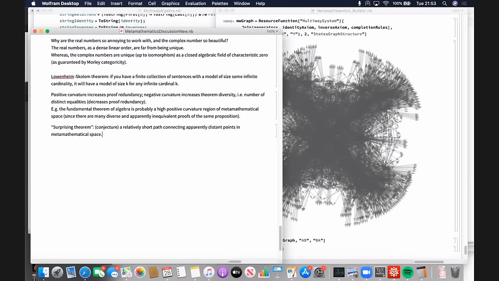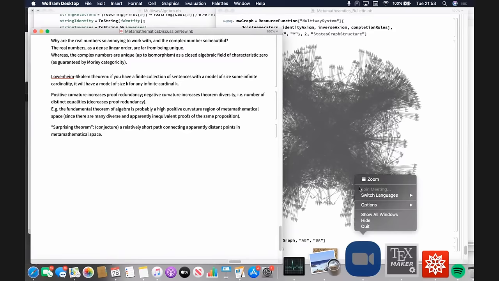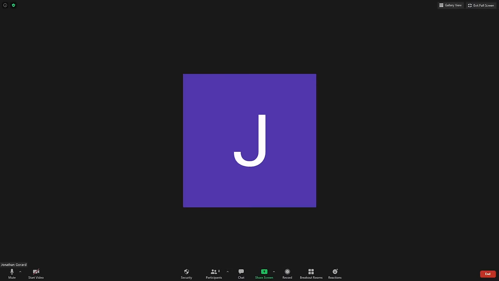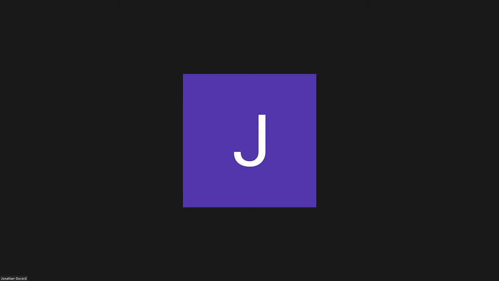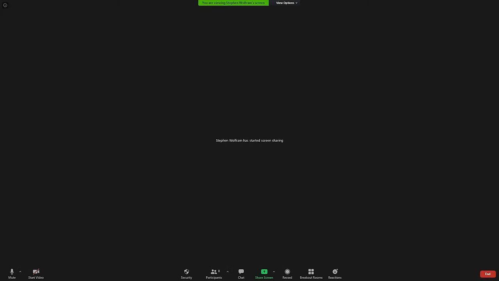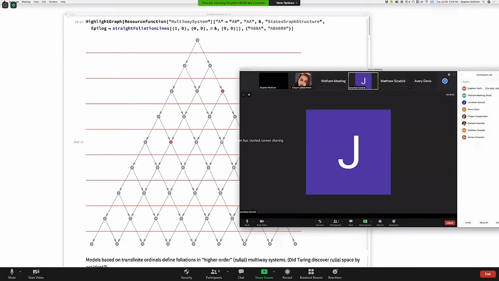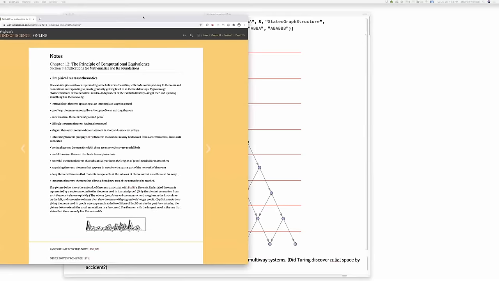Hold on. Well, if I can figure out how to do that... what are you doing? No, I didn't want to open the Zoom. I only have one monitor. I didn't want to open the Zoom. Okay. The way it works is, it is not recursive.